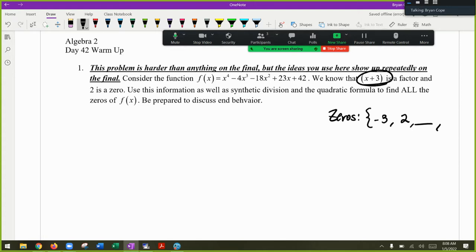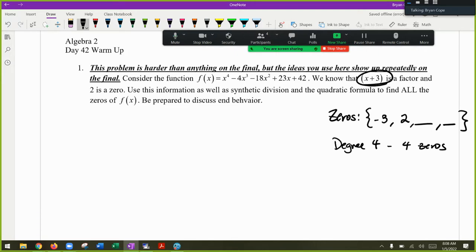Now, the question is, there are two others. How do I know there's two others? Can someone tell me how we know that? How do we know there's 4 total? Go ahead. Perfect, yeah. Since the degree is 4, that means that there are going to be 4 total zeros, okay?